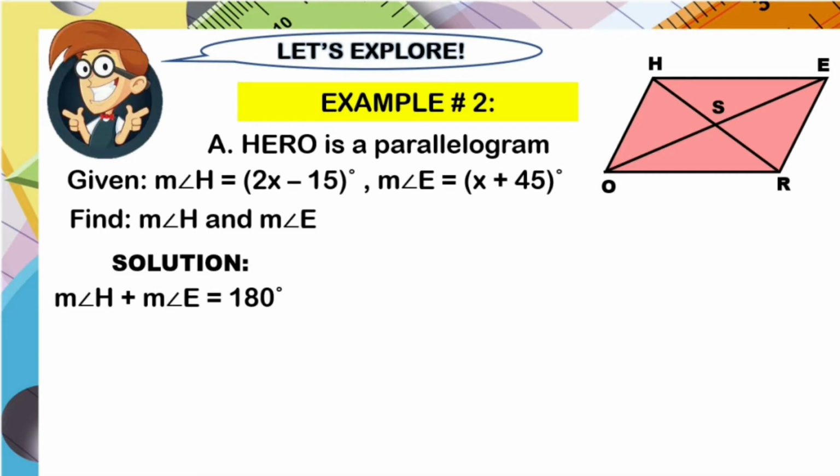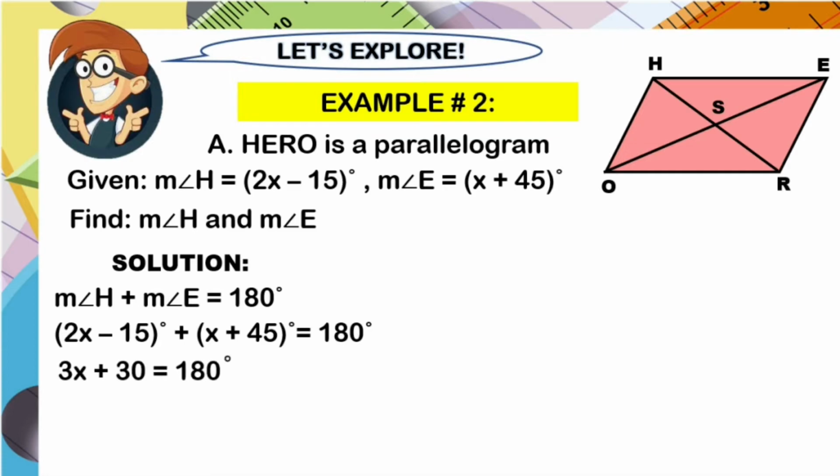To solve the given problem, we substitute the values of the measure of angle H and measure of angle E to the equation angle H plus angle E is equal to 180 degrees. Thus, we have 2x minus 15 plus x plus 45 is equal to 180. Simplifying the equation, we have 3x plus 30 is equal to 180.